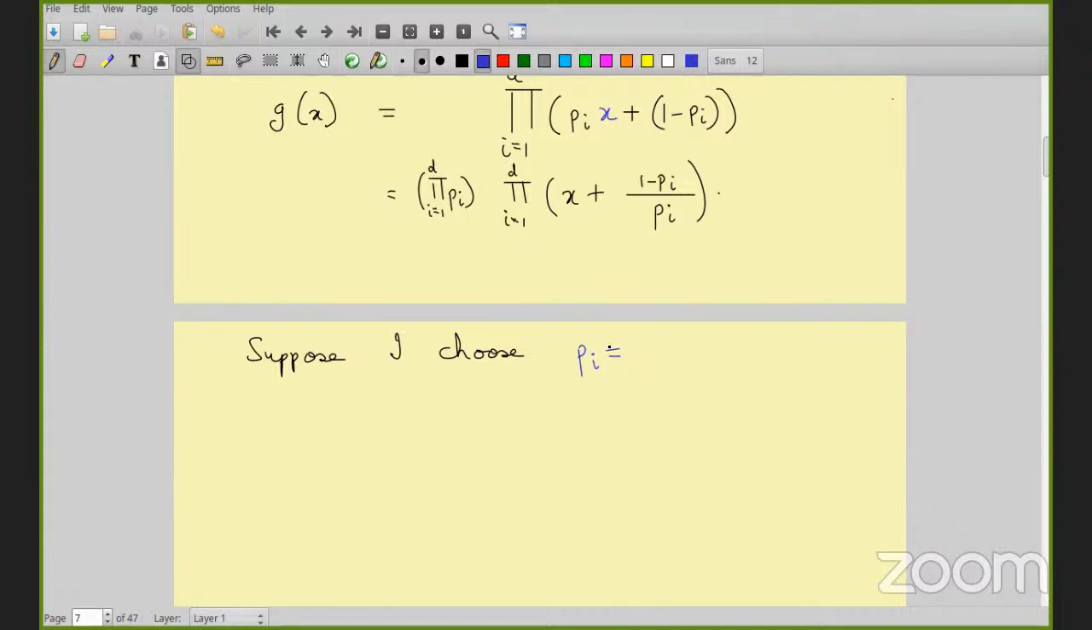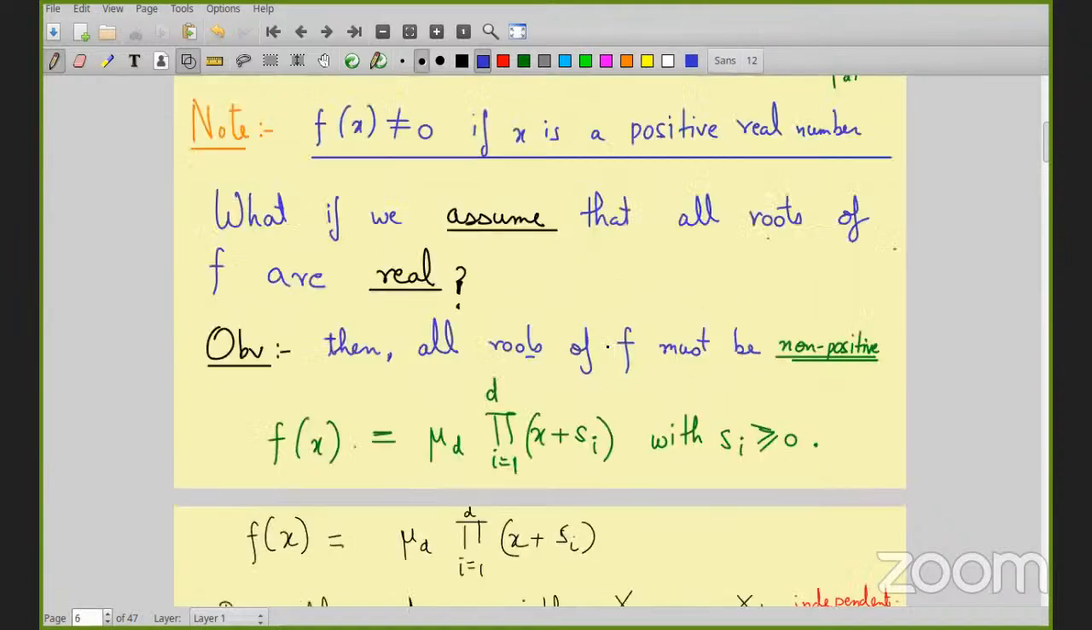What's the question? Yes, sir. So what is the generating function? It is a moment generating function. No. So I define a generating function.